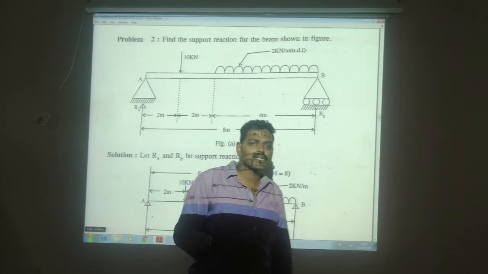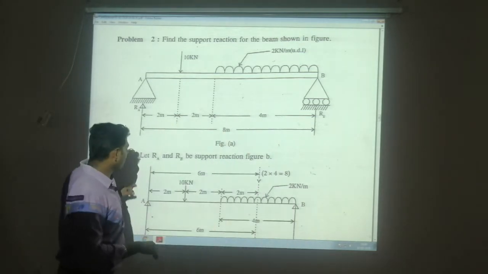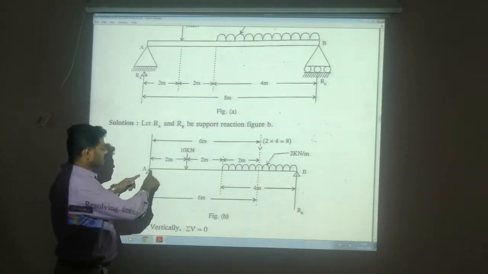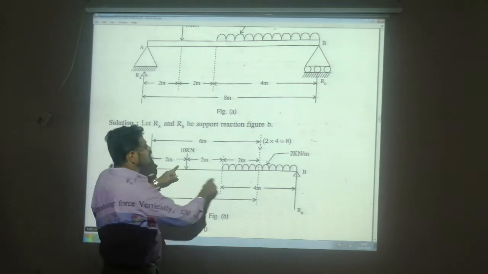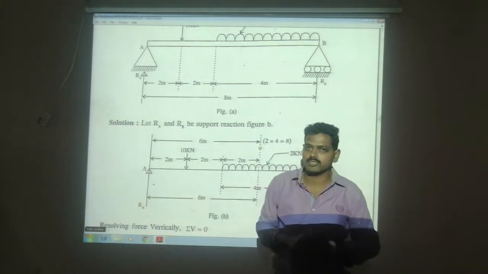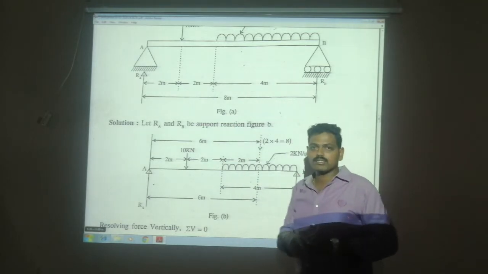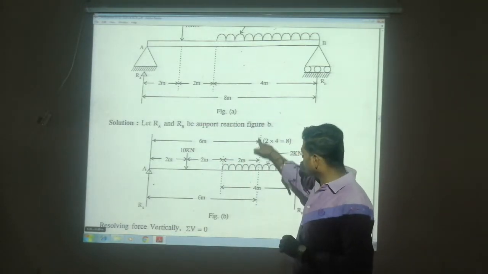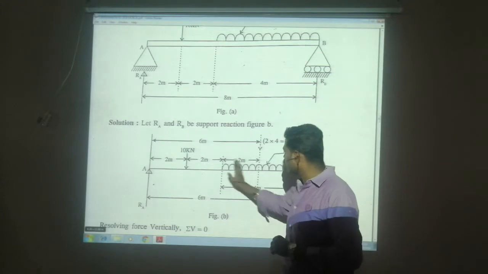So in this case, we have to draw the free body diagram. Here we can see RA, then 10 kilonewton. Then we have the 2 kilonewton for every 1 meter distance. The total distance is 4 meter, so 2 times 4 is 8, and it is acting exactly at the center, which is 2 meter on either side.